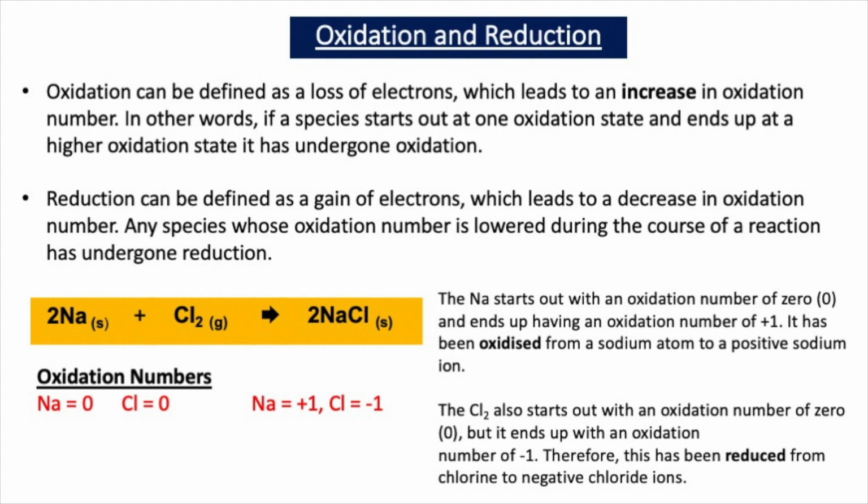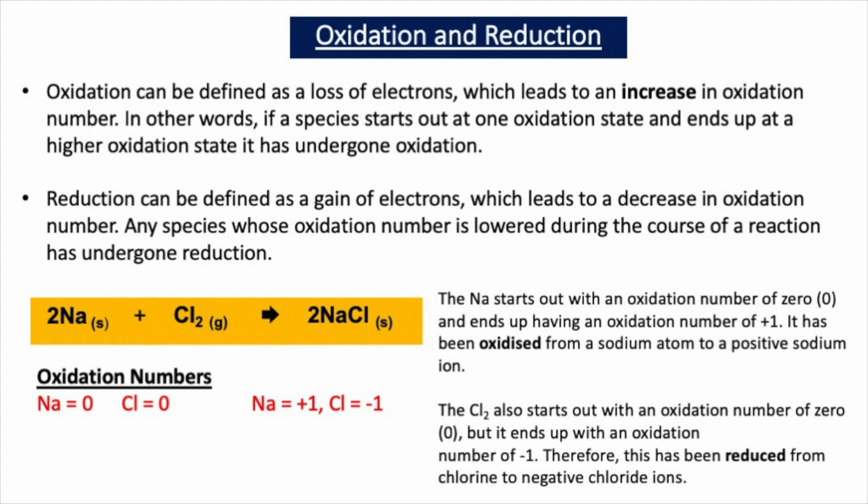Now at GCSE, you would have mainly used the term reduction to describe reactions where there's been a loss of oxygen or a gain of hydrogen. However, reduction can be defined as a gain of electrons, which leads to a decrease in oxidation number. So any species whose oxidation number is lower during the course of a reaction has undergone reduction.